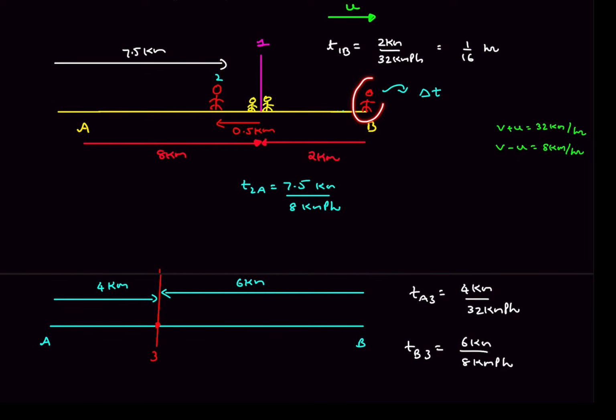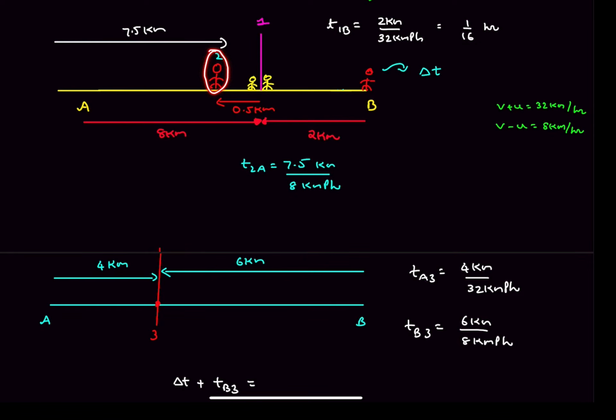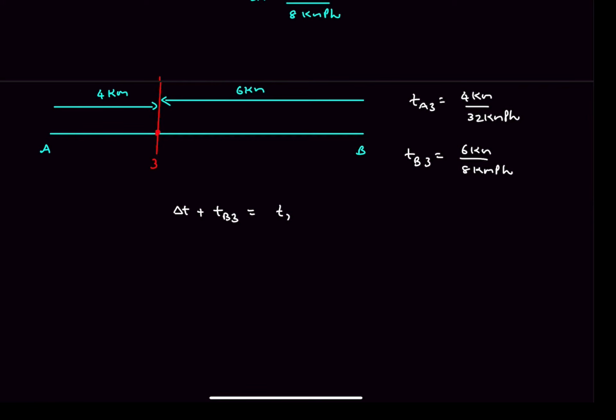Okay, so let's talk about this rider first. So he stayed at town B for delta t time, and then in a time of TB3, he reached the point 3. So the total time elapsed for that guy is going to be delta t plus TB3. So now let's talk about the time elapsed by this rider. So in a time of T2A, he reaches town A, and after that, he takes a time TA3 to go from town A and reach point 3. So his time elapsed will be T2A plus TA3.